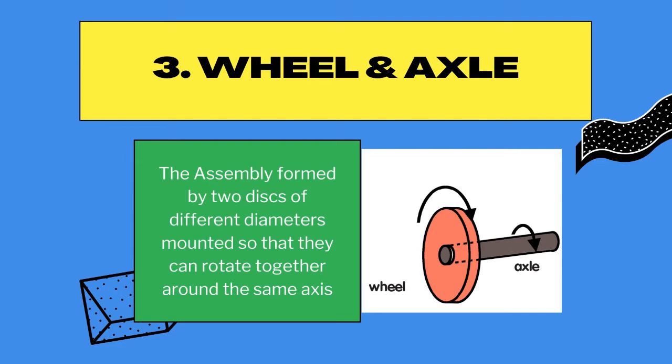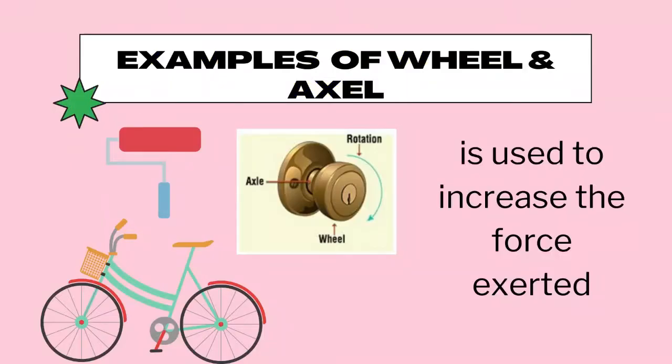We have the wheel and axle, the assembly formed by 2 discs of different diameters mounted so that they can rotate together around the same axis. We have here some examples of wheel and axle: the paint roller, bicycle, and doorknob. It is used to increase the force exerted.